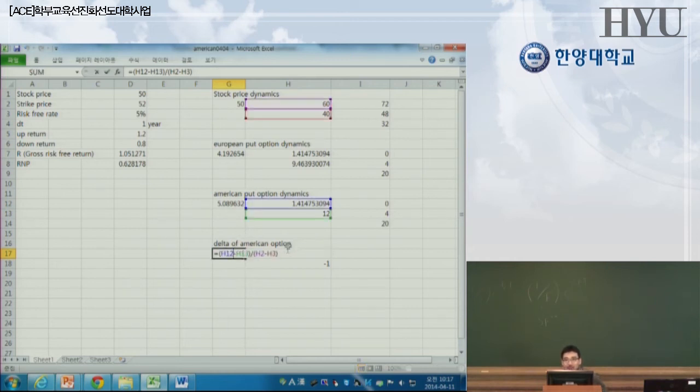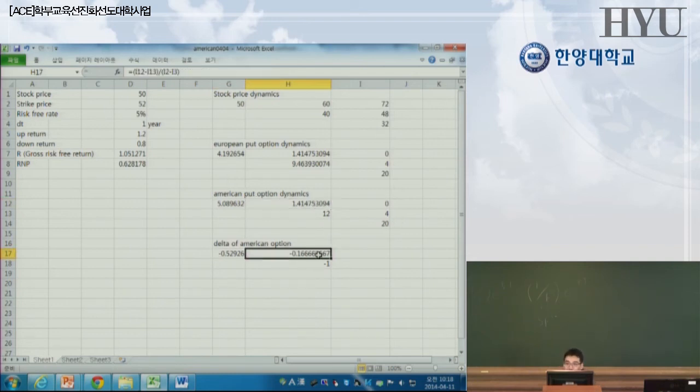Okay, the denominator is the change of stock price from 40 to 60, right? The denominator is S2 minus S3, and the numerator is now the change of the option price, this one minus this one, right? Therefore the delta of the American put at this point is minus 0.5296.